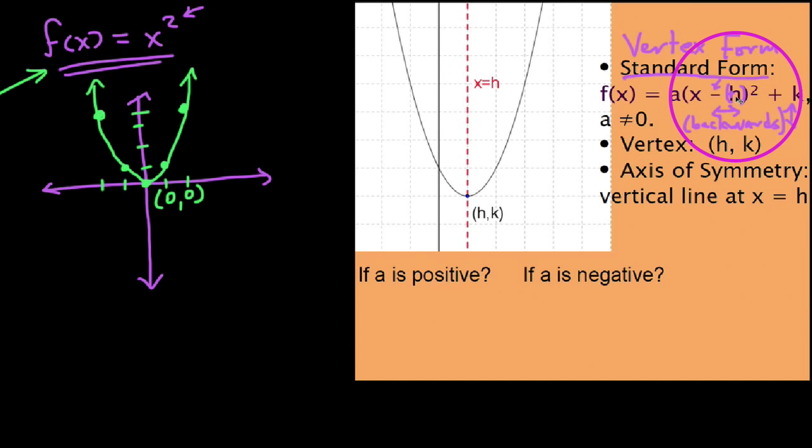So just recalling that this value of h here is backwards, so if it says minus 2, it actually shifts right 2. If it says plus 2, it shifts left 2.